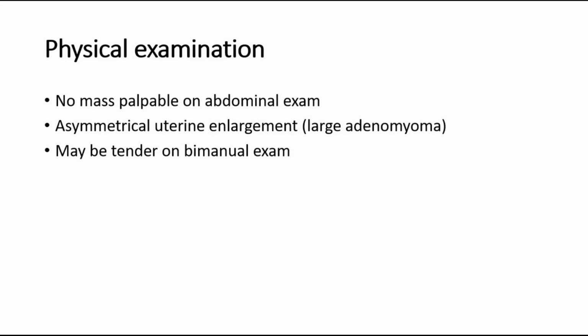For physical examination, there may be no mass palpable on abdominal examination. Asymmetrical uterine enlargement, in case there is a large adenomyoma. There may be tenderness on bimanual palpation. The findings may vary due to associated fibroid or endometriosis.